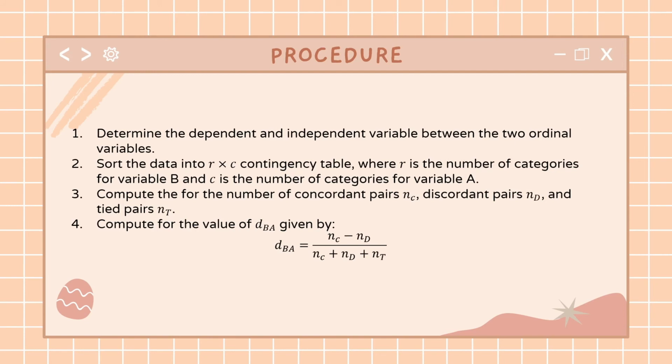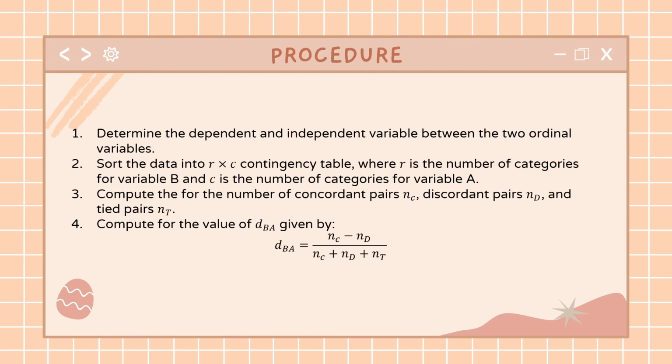Third is compute for the number of concordant pairs NC, discordant pairs ND, and tied pairs NT. So dito, bumabalik na naman yung concept ng discordant pairs at concordant pairs. Pero may bago tayo dito, yung tied pairs. Yung tied pairs is yung total number of pairs minus the sum of concordant and discordant. So, more on that later, pero mas easier to visualize yun kapag may example na tayo.